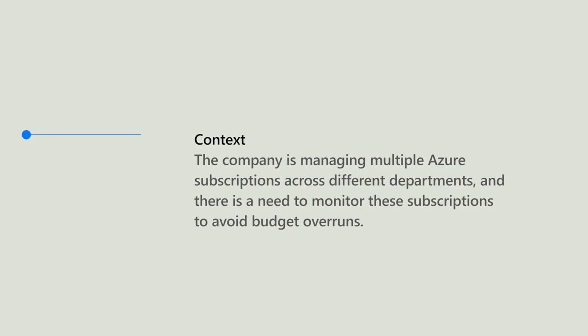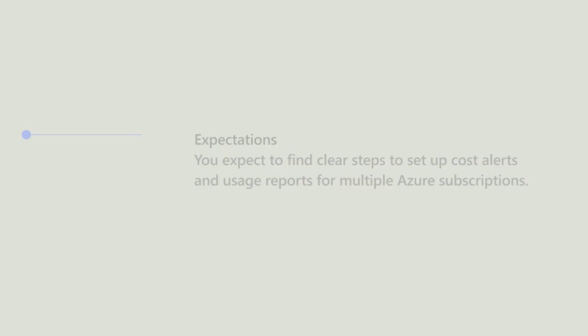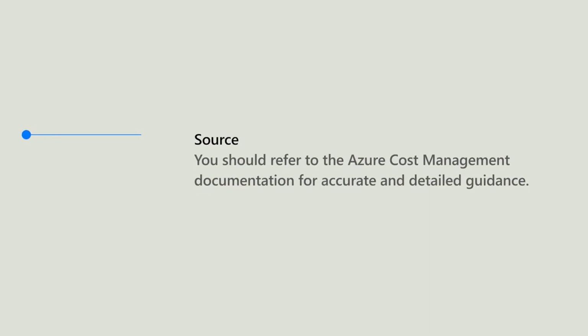Next is the context. What's the situation? The company is managing multiple Azure subscriptions across different departments, and there is a need to monitor these subscriptions to avoid budget overruns. Now, our expectations. What do you hope to find? You expect to find clear steps to set up cost alerts and usage reports for multiple Azure subscriptions. And finally, the source. Where should you look for this information? You should refer to the Azure Cost Management documentation for accurate and detailed guidance.